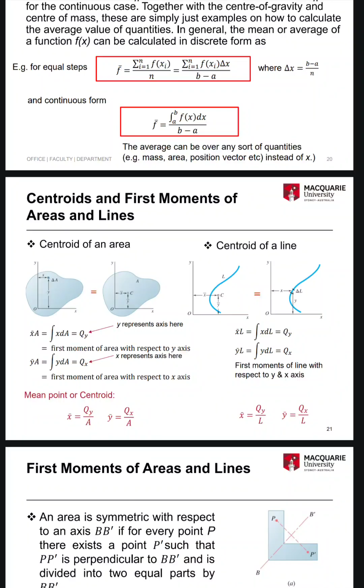Center of a line. x bar L equals the integral of x dL equals Qy. y bar L equals the integral of y dL equals Qx. These are the first moments of the line with respect to the y and x axes. x bar equals Qy by L, y bar equals Qx by L.